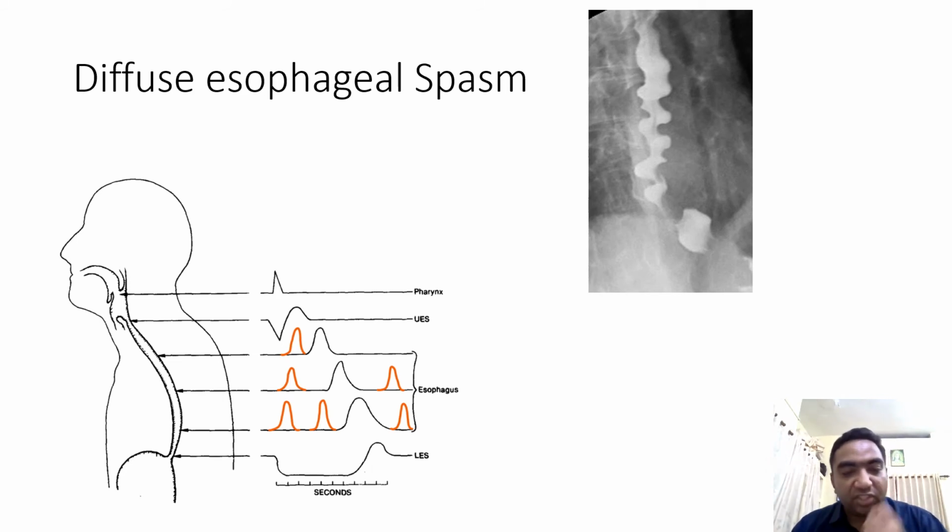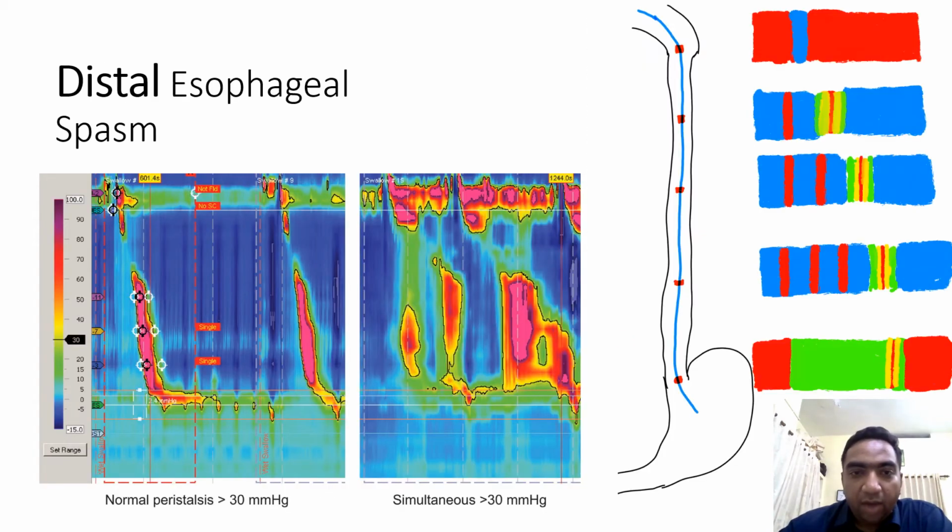Next is the diffuse esophageal spasm. In diffuse esophageal spasm, we have the normal peristaltic wave and some other non-peristaltic contractions. What we see here is the normal esophageal peristalsis, and the peristaltic wave is going down like that. When one wave stops, another wave will start.